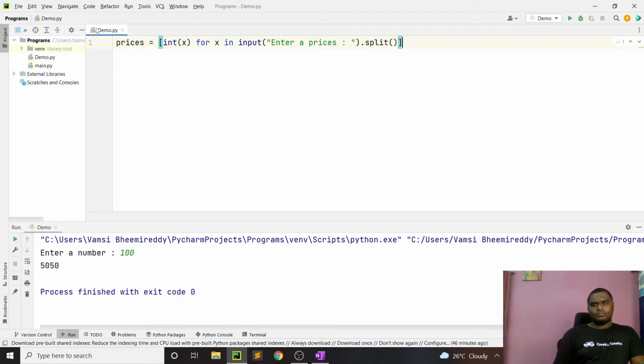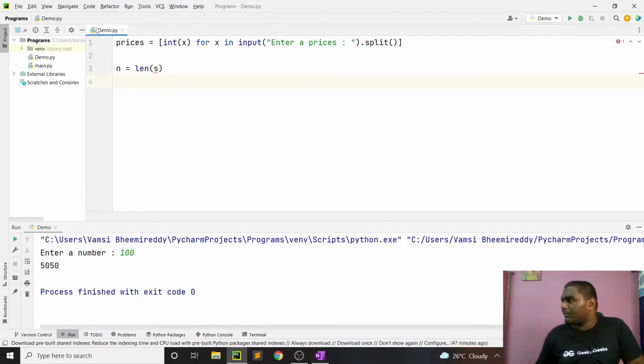Now you need to first figure out the size of the prices, like how many prices were given. Is there any lag? Are you facing any stuck kind of thing in the stream? Please let me know in the chat. I feel that something is going wrong. I don't know what is going wrong, so please let me know in the chat.